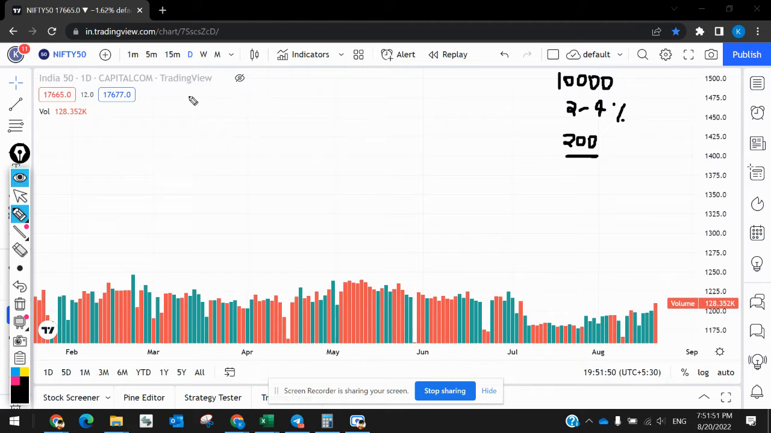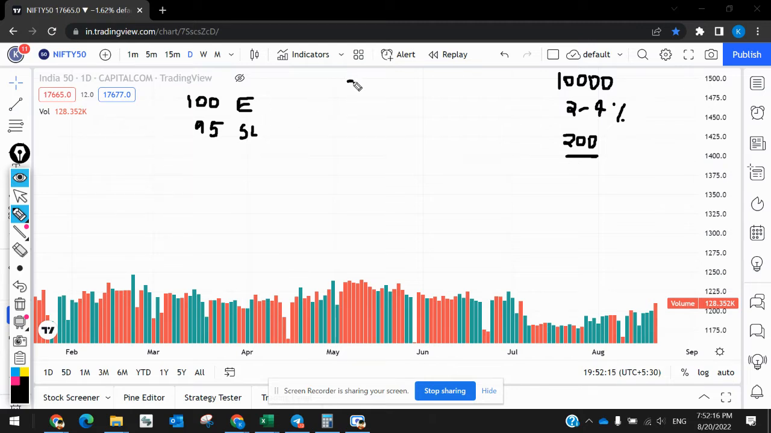Suppose my entry price is 100 and my stop loss is at 95. This means if my stop loss gets hit, I make a loss of 5 rupees per share. Now, if I want a maximum loss of 200 if it hits my stop loss, I should know how much quantity I should buy.